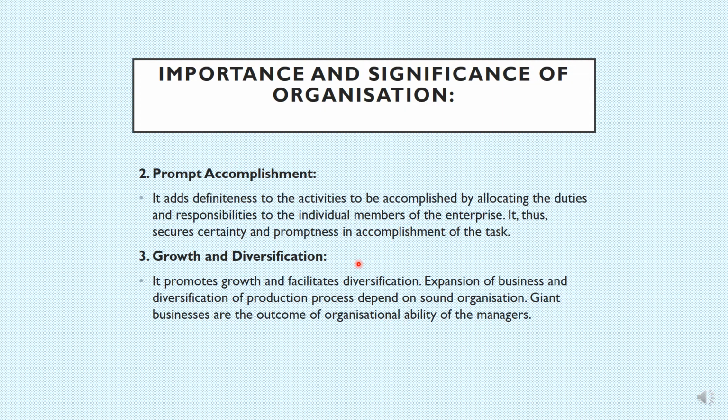The next is growth and diversification. So it promotes growth and facilitates diversification. Expansion of business and diversification of production process depends on sound organization. Giant businesses are the outcome of organizational ability of managers. So the organization ensures growth and diversification of the business, which is actually good in the long run.